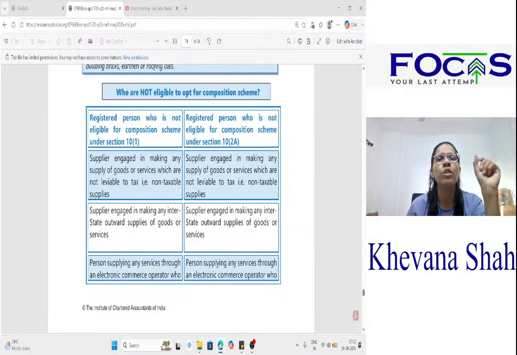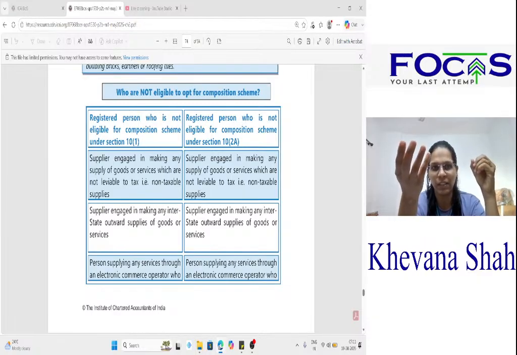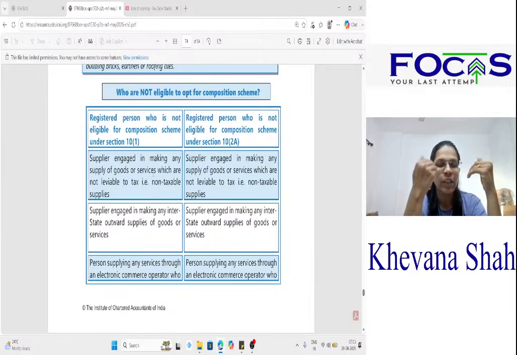Okay. So if you are any person who is engaged in making the supply of goods or services which are not leviable, so you are only engaged in making non-taxable supplies, then in that case you will not be allowed to opt for this composition scheme.